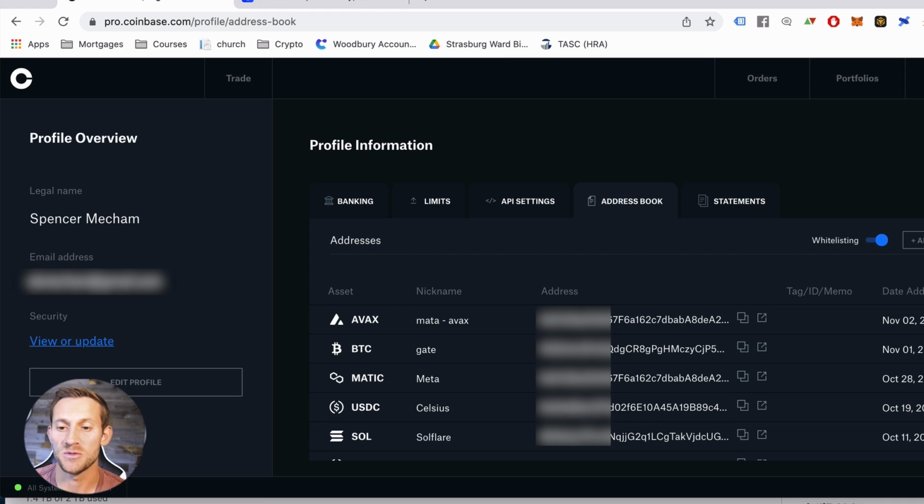So you're going to want to go to that address book. You're going to want to set up address books to your MetaMask or anywhere else that you've got wallets and set those up. And then you're going to want to turn on this whitelisting right here. And that will make your Coinbase Pro account so much more secure. Okay, so you're going to want to do that.